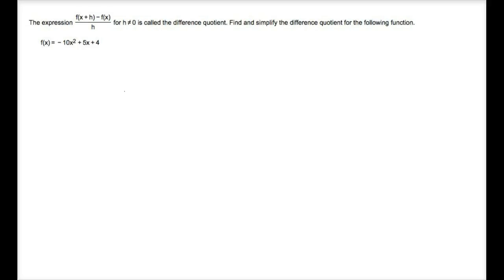This video is about how to evaluate an expression called the difference quotient by using a polynomial function. Before we get started, the one thing that I want to make sure that we all understand is that this difference quotient is really just a fancy way of trying to express the slope of a line.